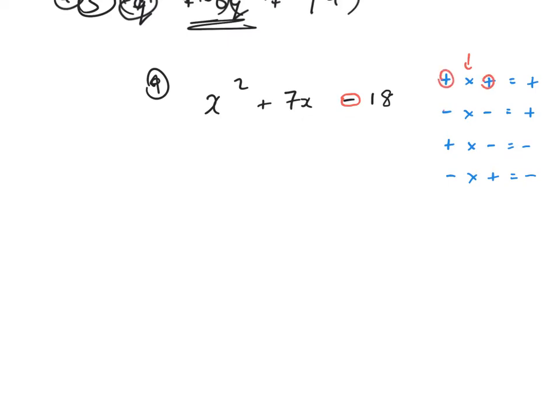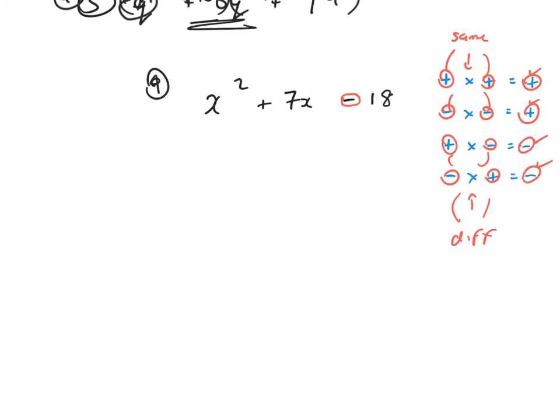So what we can see is that when you multiply two positives or two negatives, you get a positive result. But if you multiply together a positive and a negative, or a negative and a positive, you get a negative result. A quick way of thinking about that is if the signs are the same, when you multiply together, you get a positive result. But if the signs are different, you get a negative result.